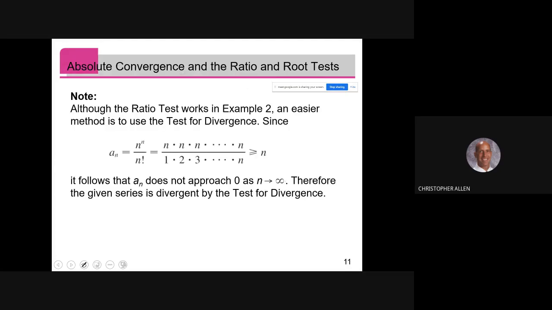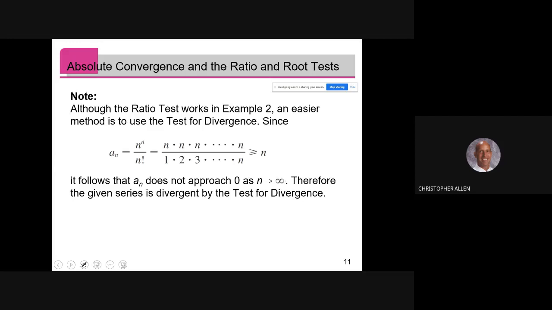Okay. Note, although the ratio test works in example 2, an easier method would have been just to use the test for divergence. Some of you may have been thinking about that. We've got this n to the n over n factorial. That's n times n times n times n over 1 times 2 times 3 and so on. Clearly, that's going to be greater than or equal to n. So it follows that a sub n cannot go to 0, and therefore, as n goes to infinity, it has to diverge.